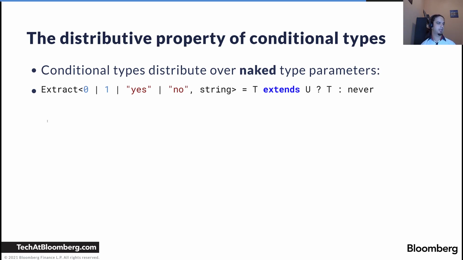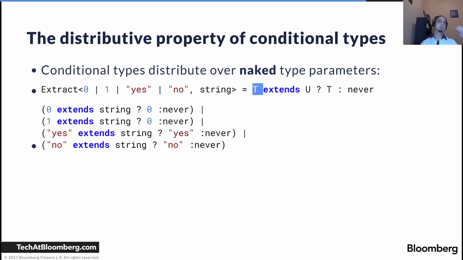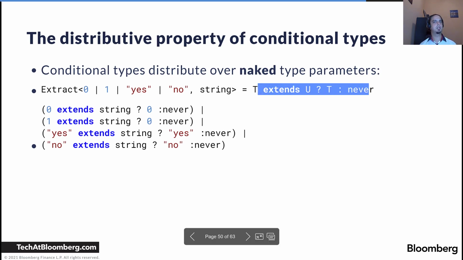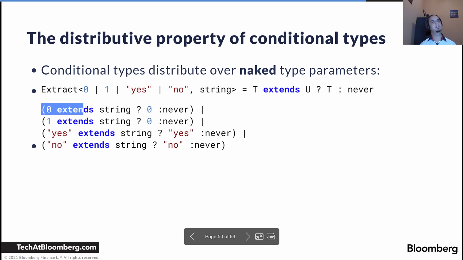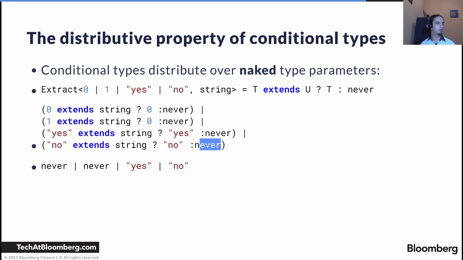So, let's see. Our extract type, how does it actually evaluate? So we're invoking extract with this union, 0, 1, yes and no, and the second type parameter is string. Now we have here t extends u. The condition is over a naked type parameter. So what's going to happen is that this conditional type is going to be instantiated for each constituent of the union. So we're going to have 0 extends string, then 0, otherwise never. If 1 extends string, then 1, otherwise never. If yes extends string, then we have yes, otherwise never. If no extends string, then we have no, otherwise never. The first two conditionals are going to resolve to never, and the last two are going to resolve to yes and no. And this is why we end up with yes and no when we apply extract to our union.